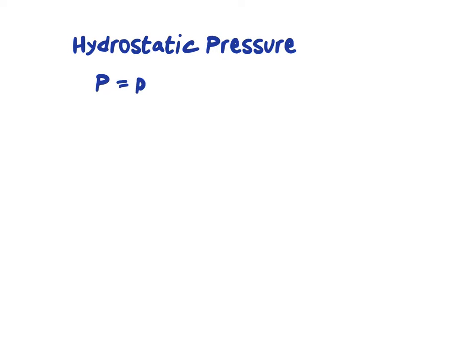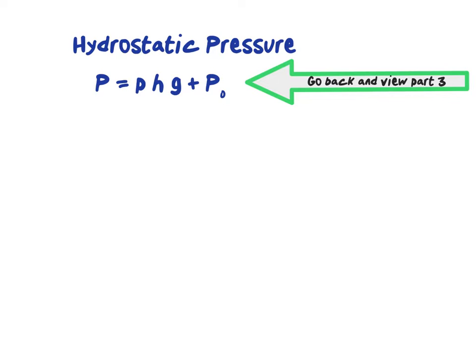Now, in the last video, part 3, we focused on hydrostatic pressure and the equation P equals rho times h times g plus P naught. If you haven't watched that video yet, I highly suggest you go back and watch it. It will help establish a lot of the groundwork for this unit on buoyancy.